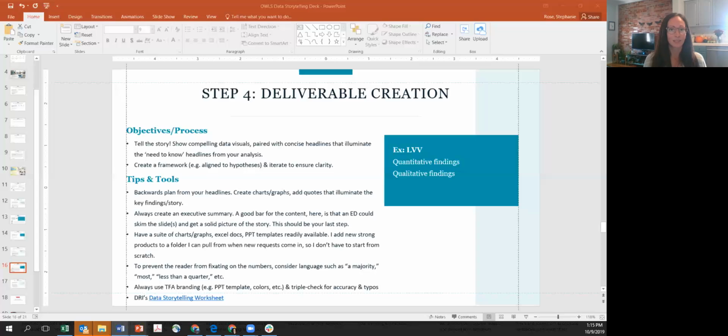Otherwise, I think using TFA branding, using the colors, just keeping things consistent. The branding is really great for a clear, concise story, a visually pleasing deck or document, whatever you're working in. So I try to always keep templates handy that I can pull from, so that I have something to start from.